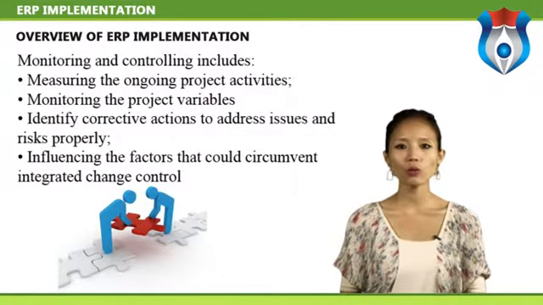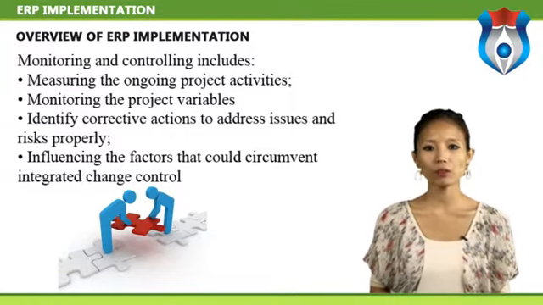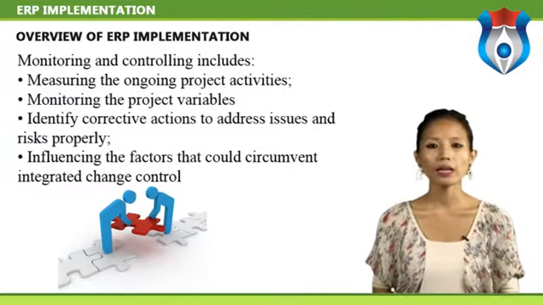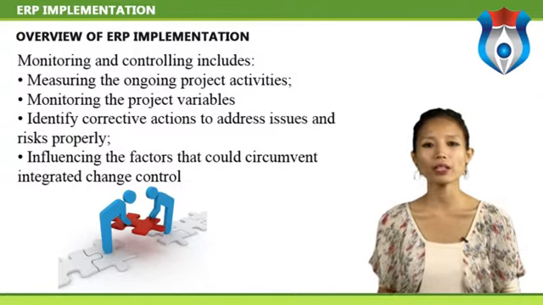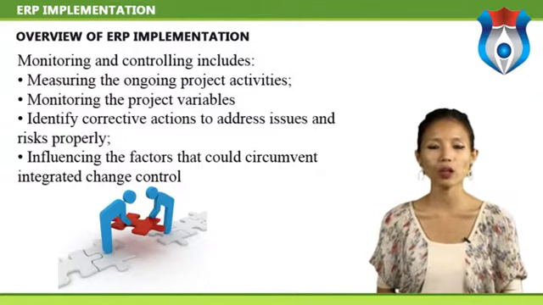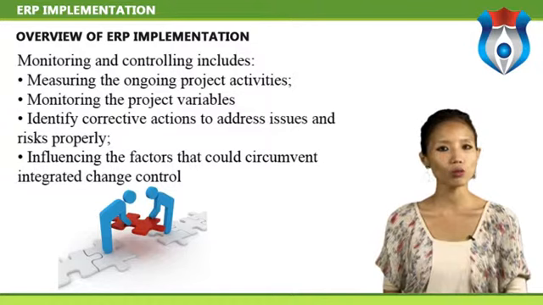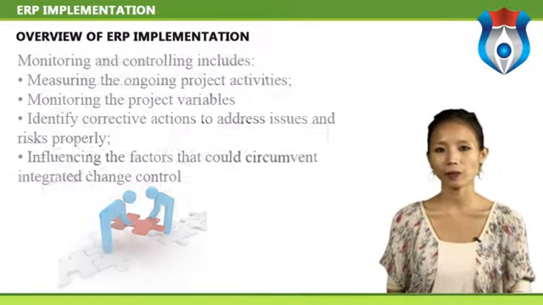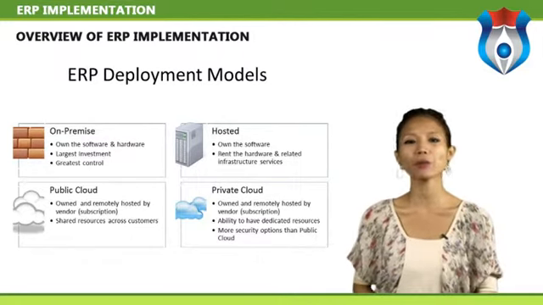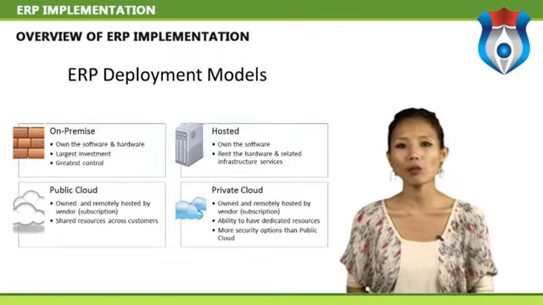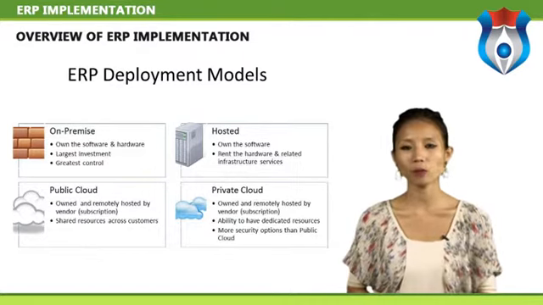Monitoring and controlling includes measuring the ongoing project activities, monitoring the project variables, cost, effort, scope, etc., against the project management plan and the project performance baseline, identifying corrective actions to address issues and risk properly, influencing the factors that could circumvent integrated change control so only approved changes are implemented. In a multi-phase project, the monitoring and control process also provides feedback between project phases in order to implement corrective or preventive actions to bring the project into compliance with the project management plan.